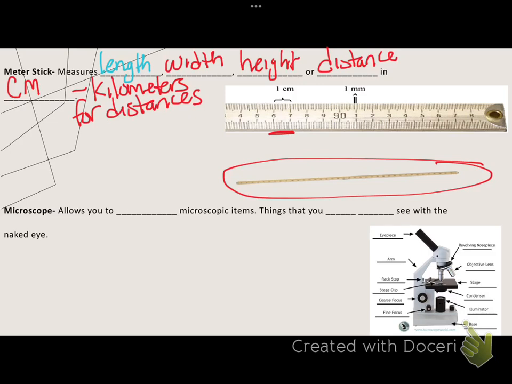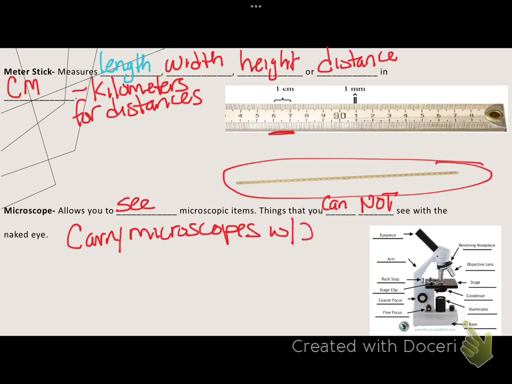Alright, next we have a microscope. It allows you to see microscopic objects, things that you cannot see with your naked eye, which means you can't see them without assistance. It's so small, you wouldn't be able to see it without the aid of the microscope. When you're carrying microscopes, you want to carry them with 2 hands, 1 hand on the arm, and 1 on the base.